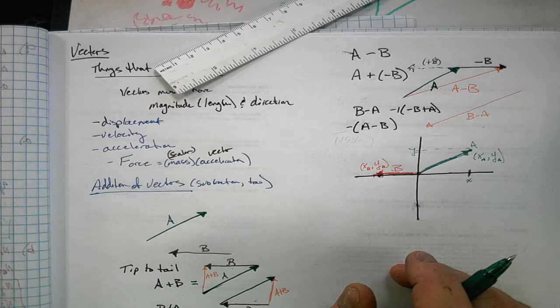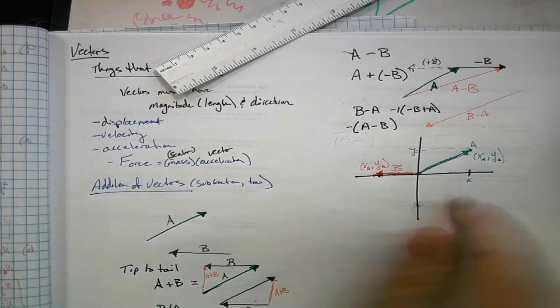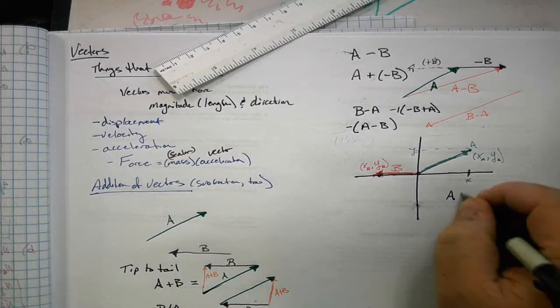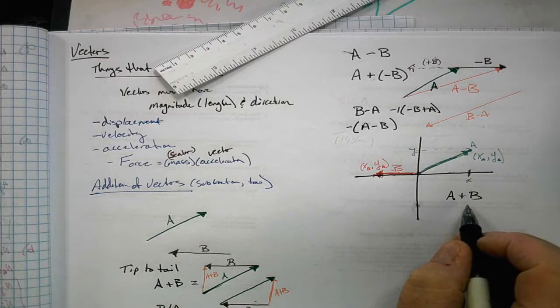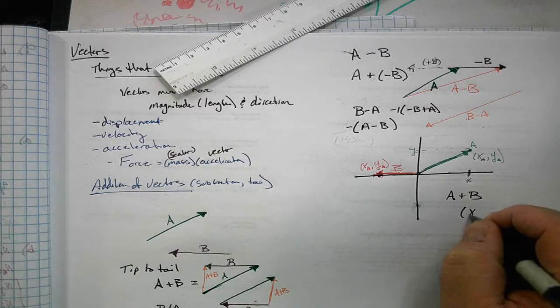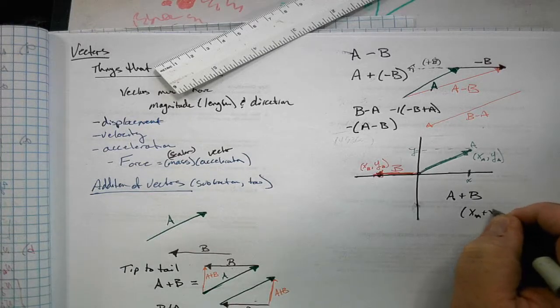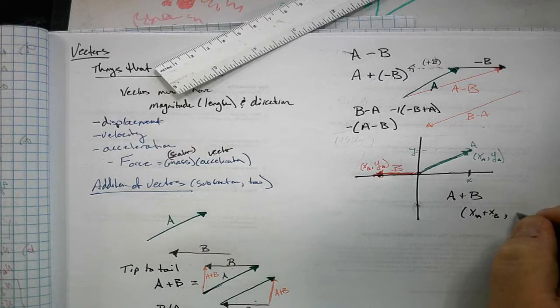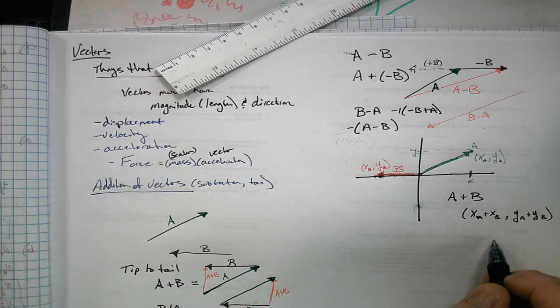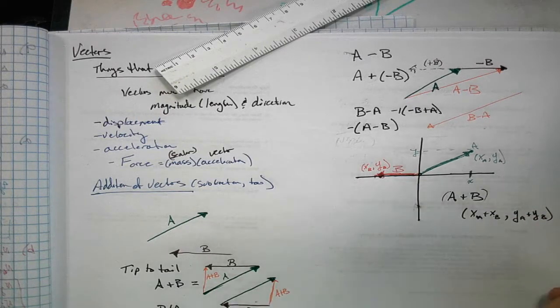So mathematically, if we're to add these, A plus B can now equal X of A plus X of B, Y of A plus Y of B. Right? So we can add the X's together, and we can add the Y's together, and that's going to give us our final value for A plus B.